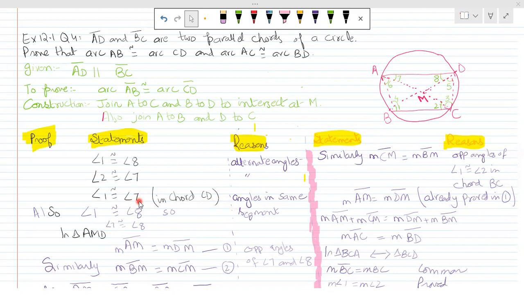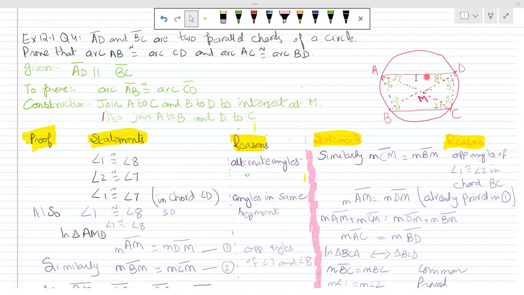So angle 1 and angle 7 are congruent. We have also seen that angle 1 is congruent to angle 8. So angle 1 is congruent to two angles, angle 7 and angle 8. So angle 7 and angle 8 are congruent to each other. We will now be using this result in our triangle AMD.